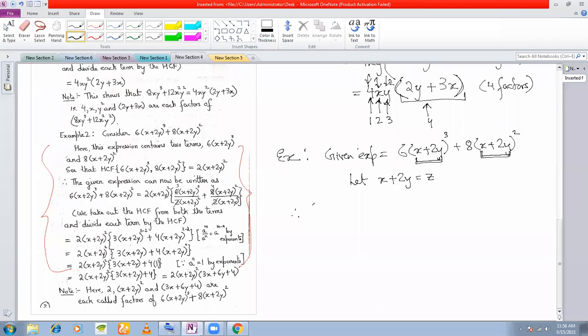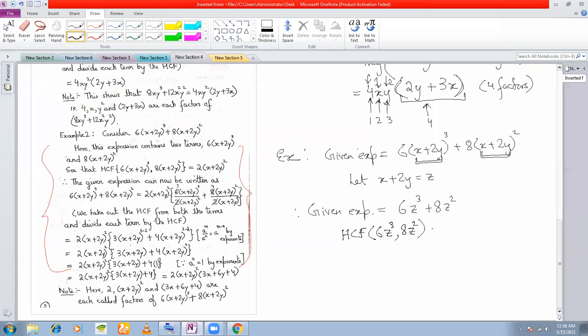Okay, therefore what does the given expression become? The given expression becomes 6z cube plus 8z square. Now this expression again contains two terms, 6z cube and 8z square. You see that both of these contain a z. Also 2 is a common factor between 6 and 8. That means some things are in common between these two. Okay, so what you do is you take out the HCF of these two terms, 6z cube and 8z square.